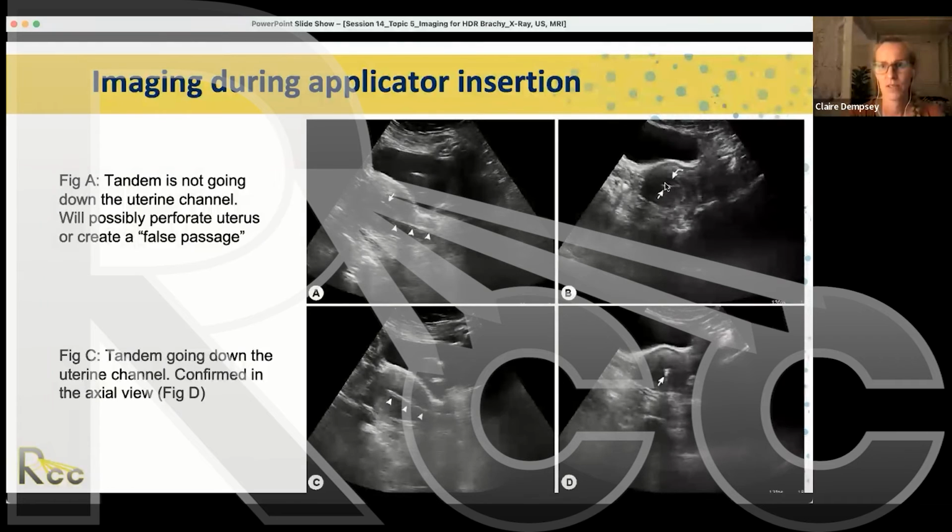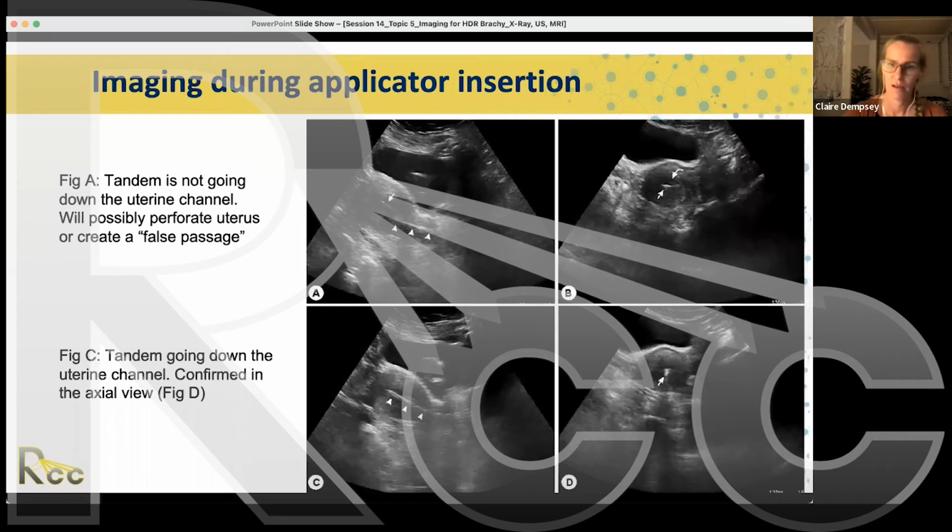So you can see it also in this image set, because you can see the image of the center of the uterus or the uterine canal is flat. There's nothing inside it. So you can see that your tandem isn't inside the uterine canal in this particular slice here. So in figure C, whatever happened, maybe they've changed the angle, but the tandem is now going down the uterine channel. And this is also confirmed in this view. You can see the uterine channel and the tandem overlaid on top of each other. So we now know that our tandem is in the right spot.